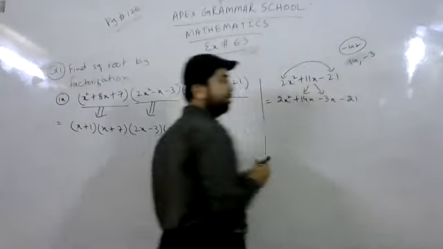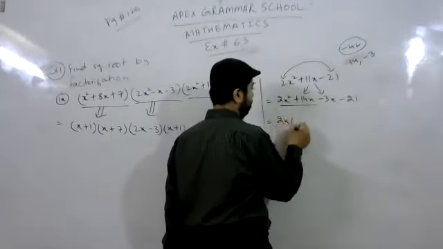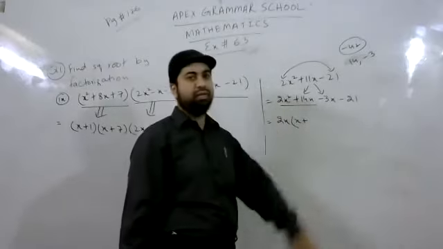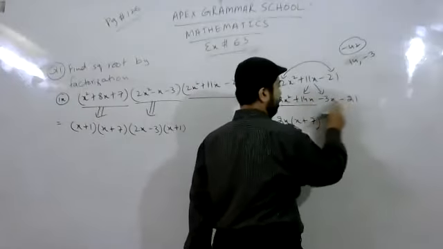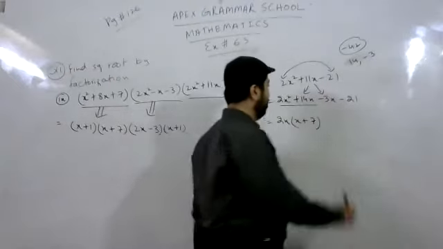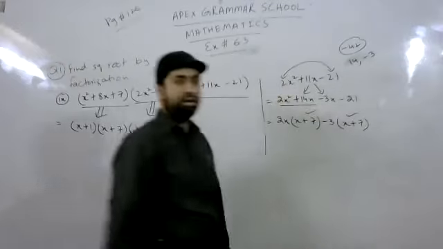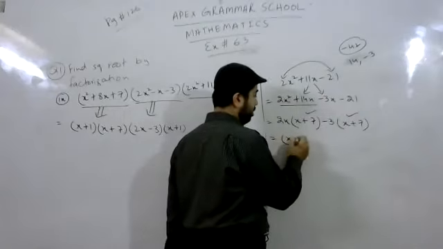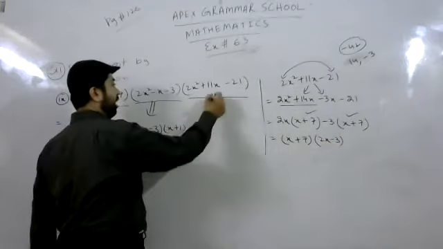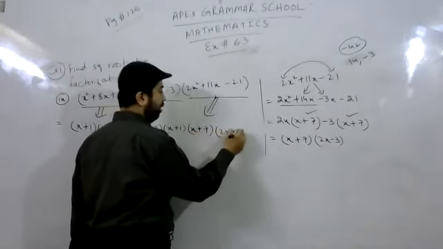This is middle term breaking. Now 2x is common, x plus 7 is outside there, and 2 multiplied by 7 is 14. What is common here? You can see that the minus sign is common and then 3 is common here. So minus 3 is common and all the signs are changed. Both brackets are the same. Write it once. Now write instead of this x plus 7 and 2x minus 3.